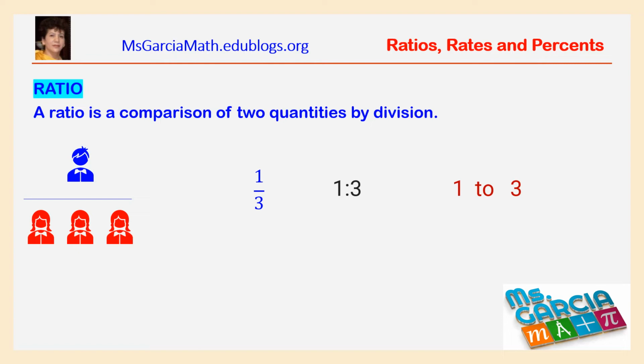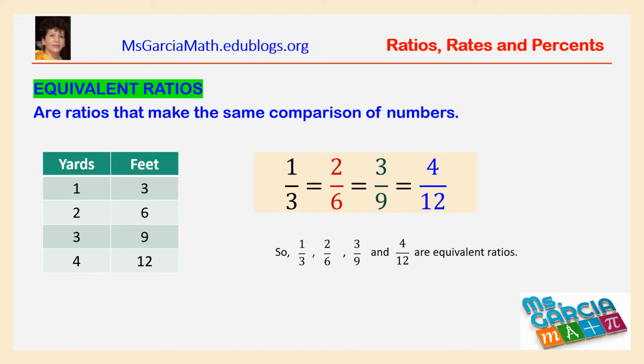A ratio is a comparison of two quantities by division. For example, if there is 1 boy and 3 girls, you could write the ratio as 1 divided by 3. For every 1 boy there are 3 girls. Equivalent ratios are ratios that name the same comparison. If two ratios have the same value when simplified, then they are called equivalent ratios.